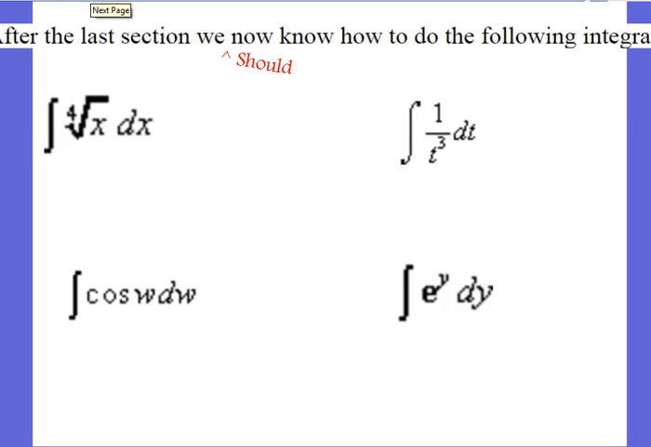So far, after the last session, we should know how to do some of the following integrals. Let's make sure you understand how to do them. How would you do this one? You would change it to x to the 1/4, and then when you integrate it, it would become 5/4, and then you would change that to 4/5. Everybody got that? Don't forget your plus c, right?